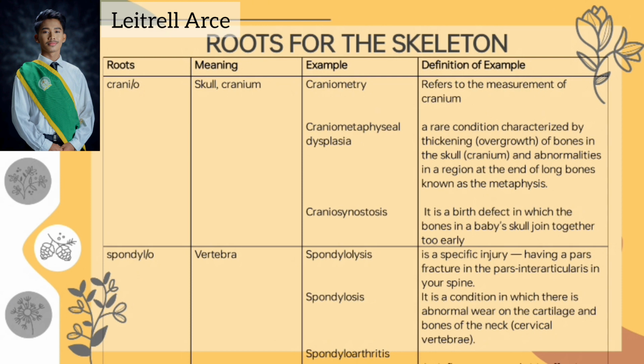Craniosynostosis has been treated using surgical methods that involve an incision from ear to ear and the removal, reshaping, and reattachment of affected bones. And now, let's move on to number 2.